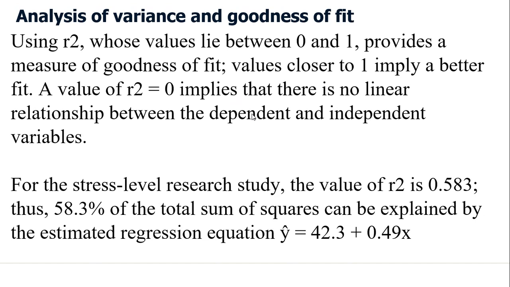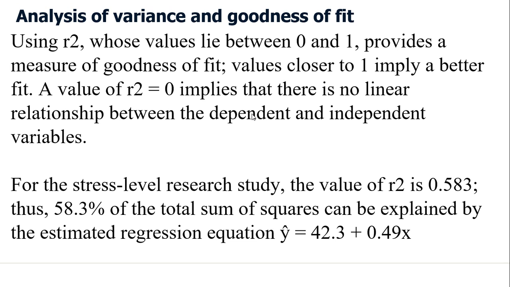Analysis of variance and goodness of fit. Your R squared's main function is to tell you, okay, this thing you have done, does it fit? Is there a relationship between the dependent and independent variables you used? R squared has values that lie between 0 and 1 and provide a measure of goodness of fit. If the values are closer to 1, it implies a better fit.